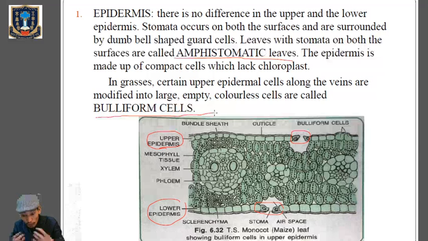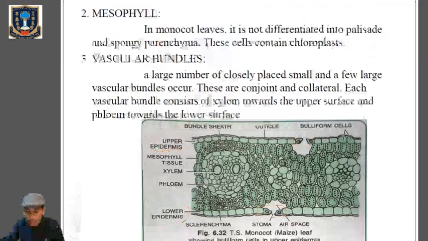But when they become flaccid, when they lose the water, the leaf curls inward to minimize the water loss, because you have learned in class 10 about the turgidity and the flaccidity of the cells. So here when these bulliform cells absorb the water, they become turgid and the cells become exposed. But when they become flaccid, they will shrink, or they will curl up and close. Okay, next one is the mesophyll cells.